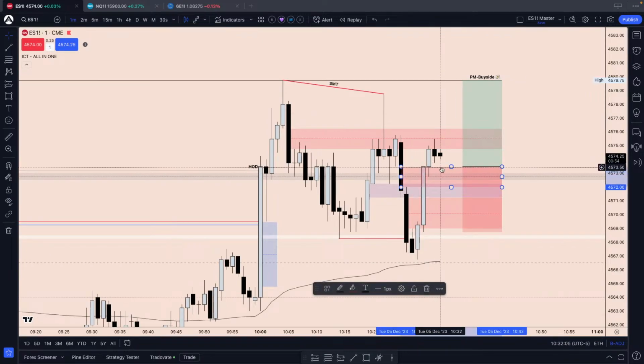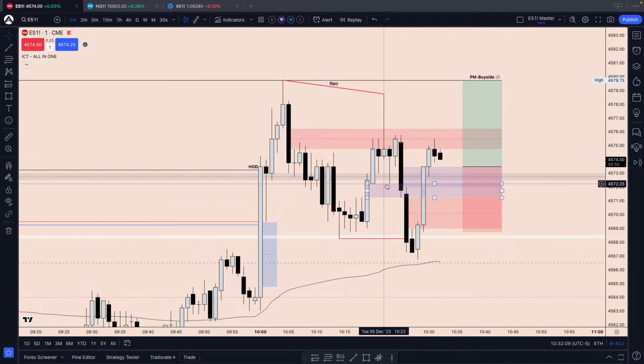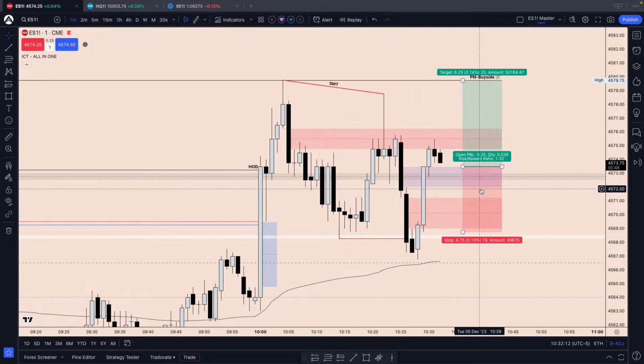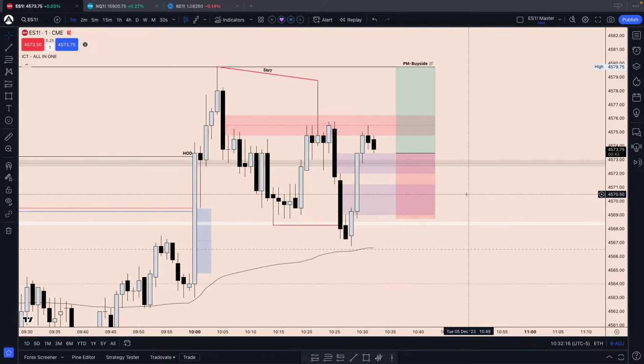New bullish fair value gap. This is an inversion now. Can scratch that one. Inversion.